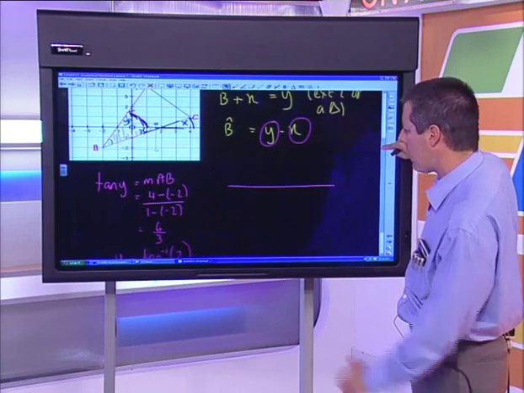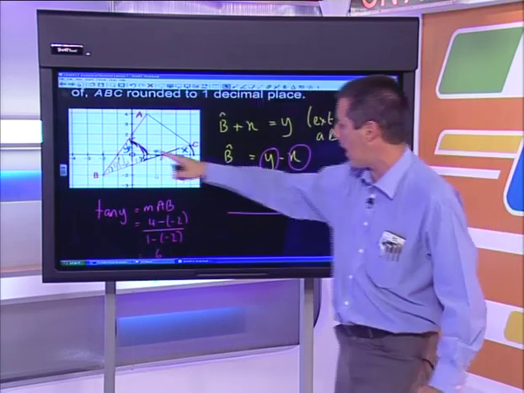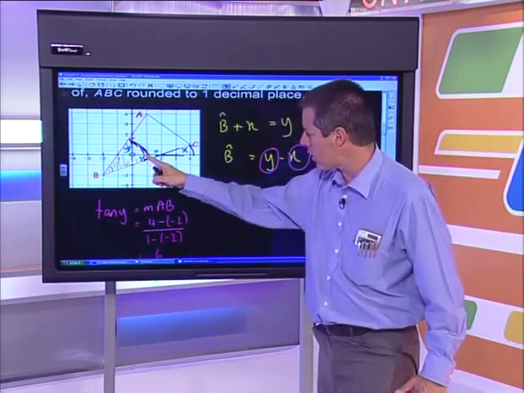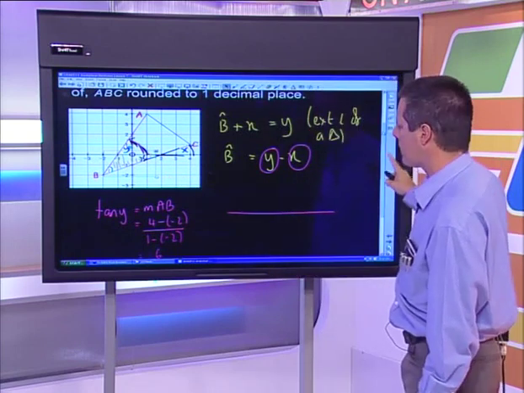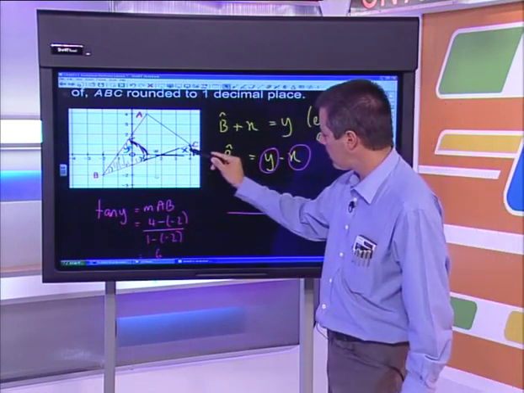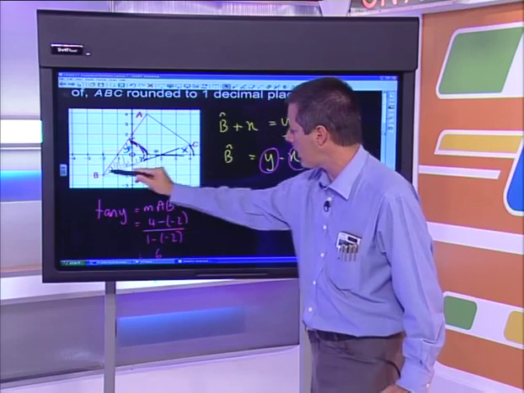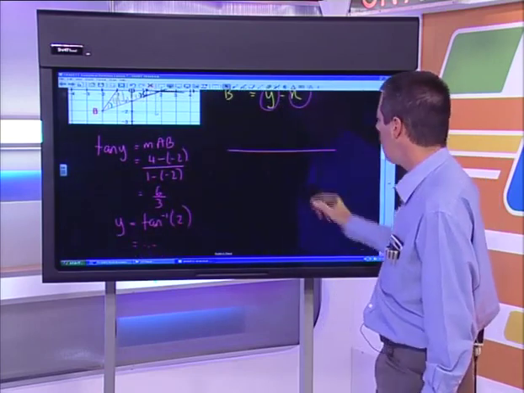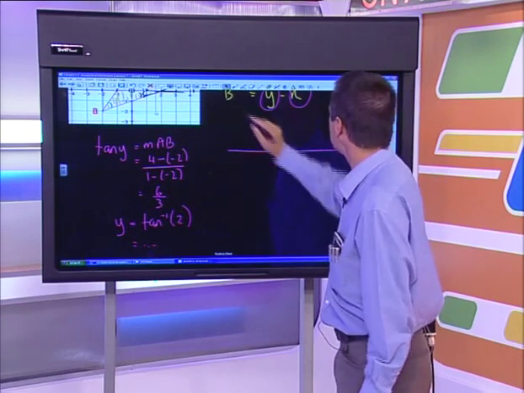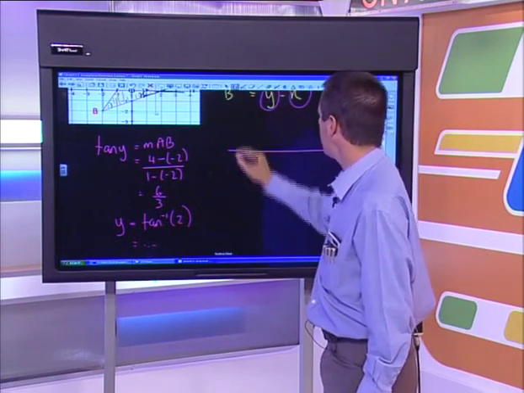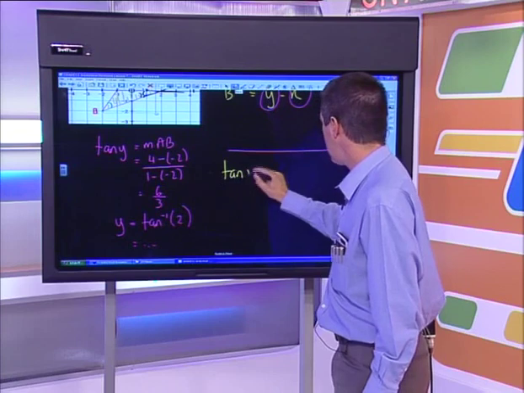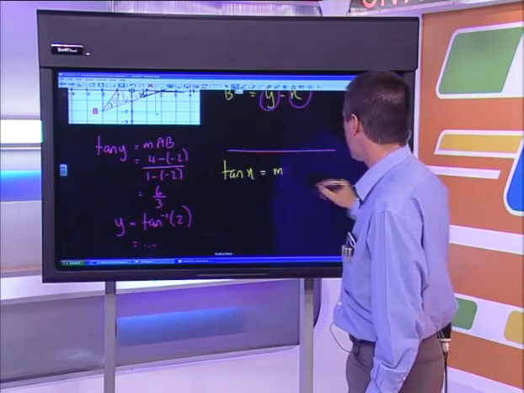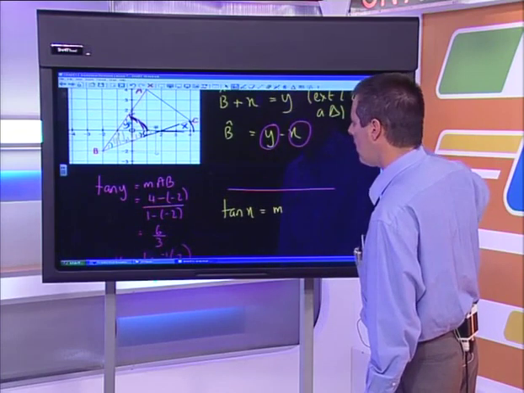So I've managed to find a relationship involving angle Y. Now I'm going to find a relationship involving the angle X. And so I know that X is the angle that is linked with the gradient of BC. So look what I do again. I say that the tan of X is equal to the gradient of BC.